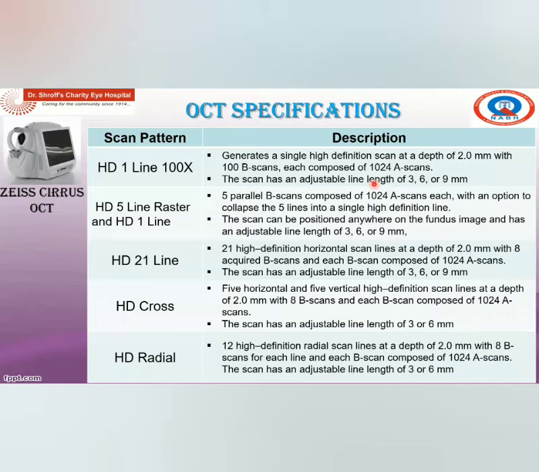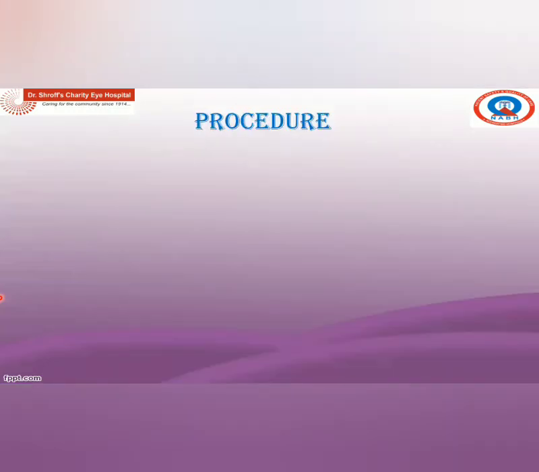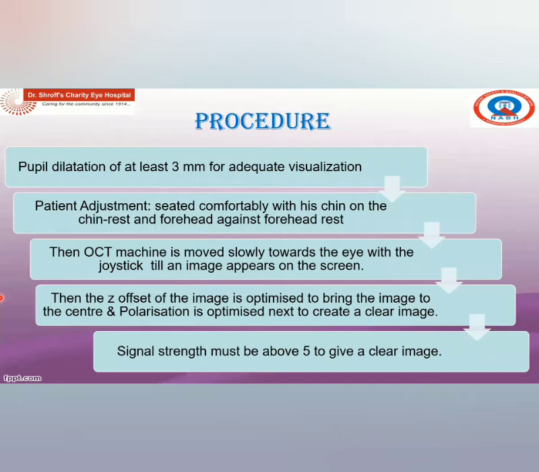We need a pupil dilatation of at least 3 mm. Suppose the pupil is not dilated, we can capture the scan, but the quality of the scan will be poor. The patient should sit comfortably with his chin on the chin rest and forehead against the forehead rest. If the patient moves his head backwards, we are not able to throw the light to the desired distance for capturing the interference pattern. We have already told that we need a tissue at a different distance. Suppose we are throwing a light to the tissue, both the lengths have been fixed. If we change the length, we are not able to get the interference pattern properly.